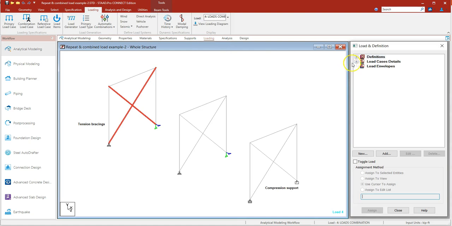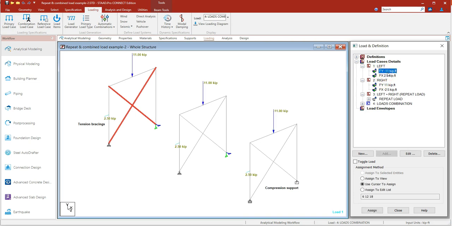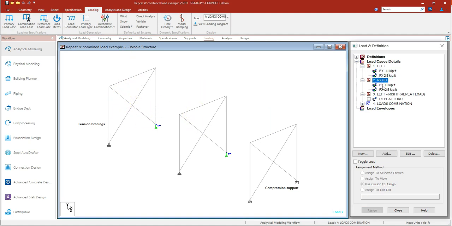Okay, let's move to the loading section to see what load I applied on them. I only applied two groups of primary loads. One is the left group. You can see in the left group, all the loads are acting towards the interior of the frame. On the right group, I use the same value but opposite direction. They are acting at the same joints as the first group.